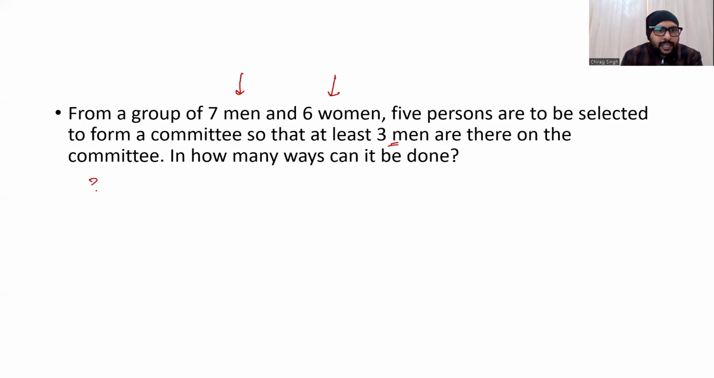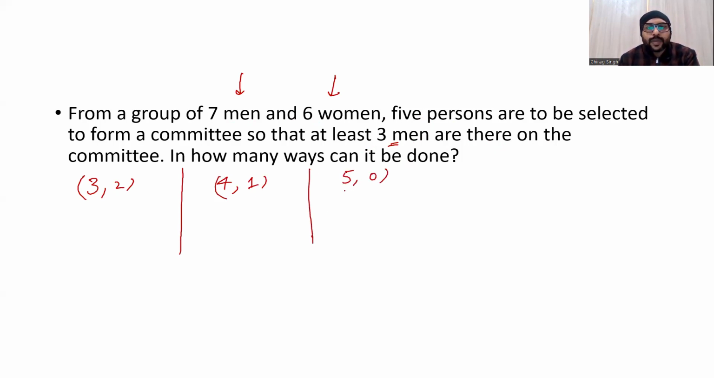Okay. So what can I do? I can take 3 men and 2 women. First case. Second case, I can take 4 men and 1 woman. And I can take all 5 men and no women. So here the number of cases will be what? Out of 7 men, I am choosing 3 men. So 7C3 into, out of 6 women, I am choosing 2 women. So 6C2. This is case number 1.